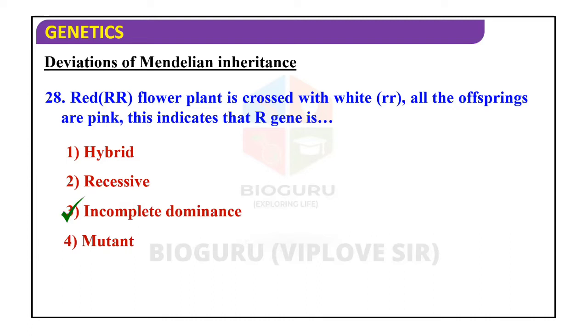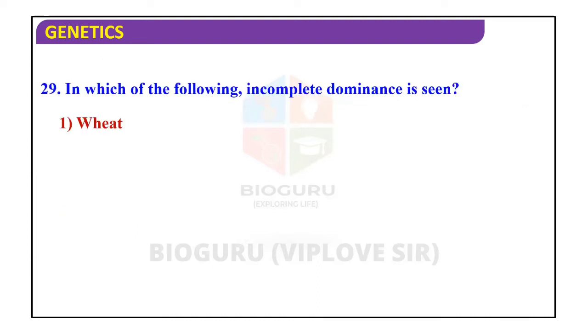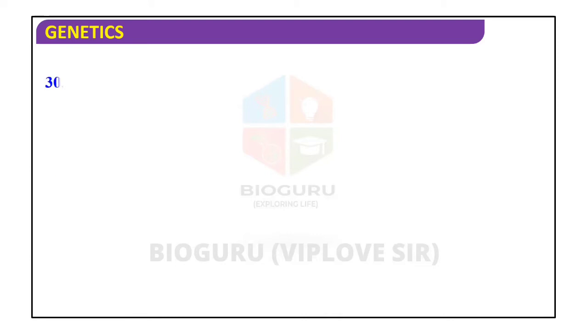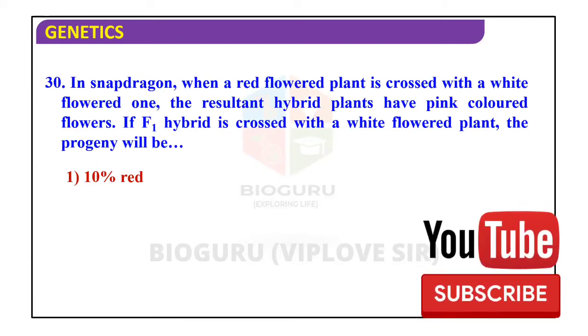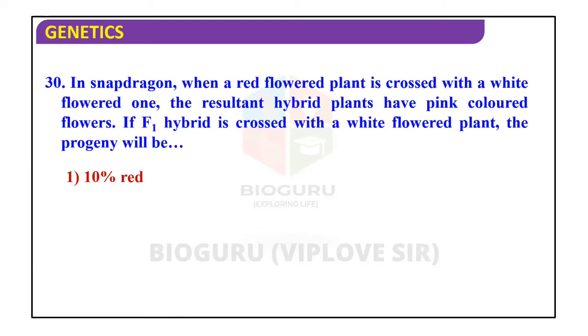Very good. In which of the following is incomplete dominance seen? Wheat, maize, mouse, or snapdragons? Yes, snapdragons. That's great. In a snapdragon, when a red flowered plant is crossed with a white flowered one, the resultant hybrid plants have pink colored flowers.